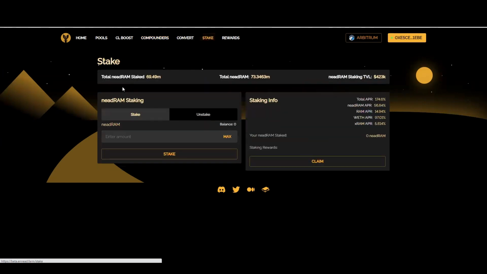And then you can go across to the staking page where you get the same returns. The advantage of the compounder, of course, is it's automatically doing it, so it becomes more of an APY rather than APR over time. But you'll also note some interesting things here. First off, the WETH APR on any staked NeedRAM is currently sitting at 97%. It's very high returns.